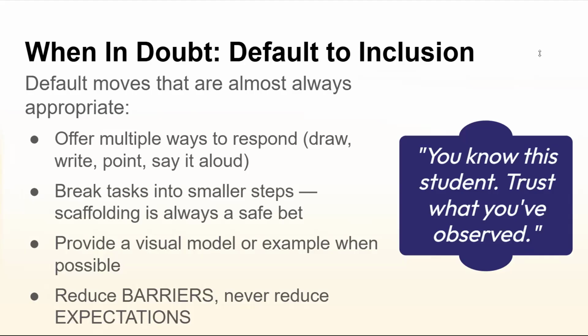And reduce barriers, but never reduce expectations. So if the barrier is writing, can we keep that expectation of writing, but can we reduce the barrier? Can the student do it with a colored pencil, a marker, a crayon? Can they use a grippy to help them with the writing a little bit easier? You know the student at the end of the day. Trust what you've observed. You won't always have that perfect information, and that's part of the job, and that's okay. Just do what's best for students, and when in doubt, default to inclusion.